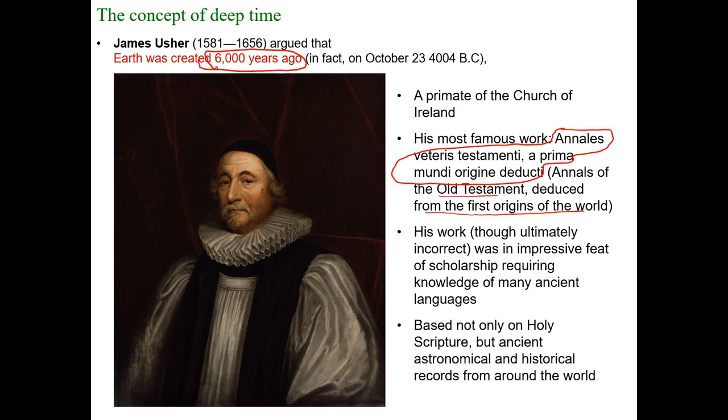And a lot of people like to make fun of that, and I don't make fun of it. I don't think it's right, of course, but I don't make fun of it because he didn't have radiometric dating and isotopes, and he didn't have a mass spectrometer. He went the pathway that he knew, which was through history and scholarship. And by the way, James Ussher was a tremendous scholar.